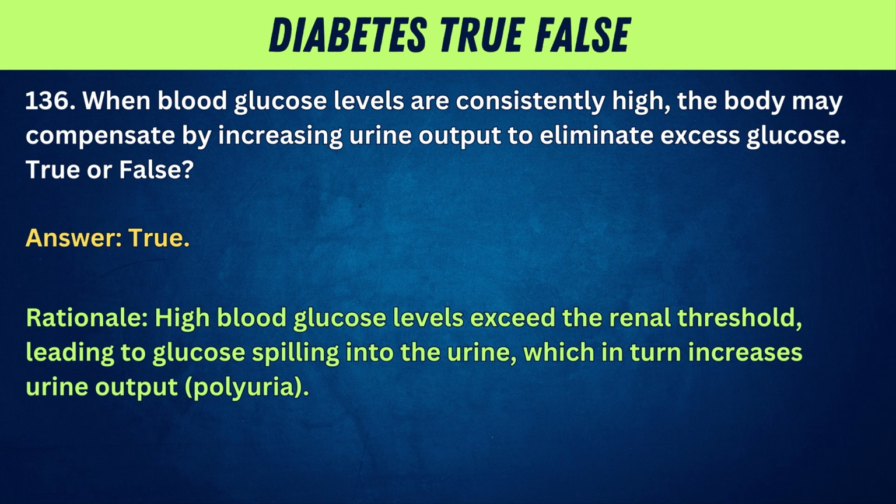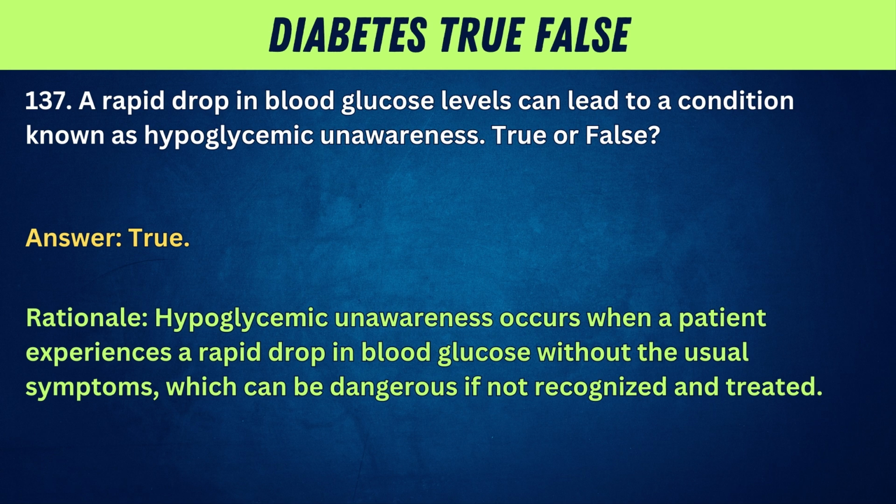True or false? Answer: true. Rationale: high blood glucose levels exceed the renal threshold, leading to glucose spilling into the urine, which in turn increases urine output, polyuria. 137. A rapid drop in blood glucose levels can lead to a condition known as hypoglycemic unawareness.